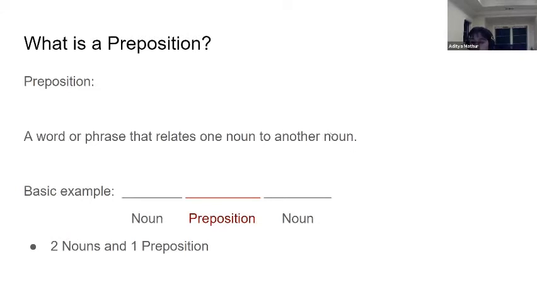Do you guys remember what nouns are? Remember that a noun is a person, place, or thing. So, what a preposition does is that it relates one noun over here in a sentence to another noun. This is relating this noun and this noun. So, in a basic example, you will have two nouns, one right here and one right here, and a preposition in between. And what this preposition is doing is relating this one and this one.